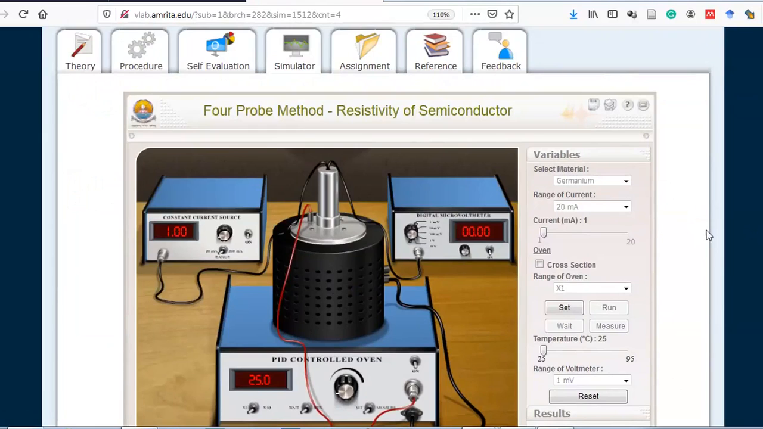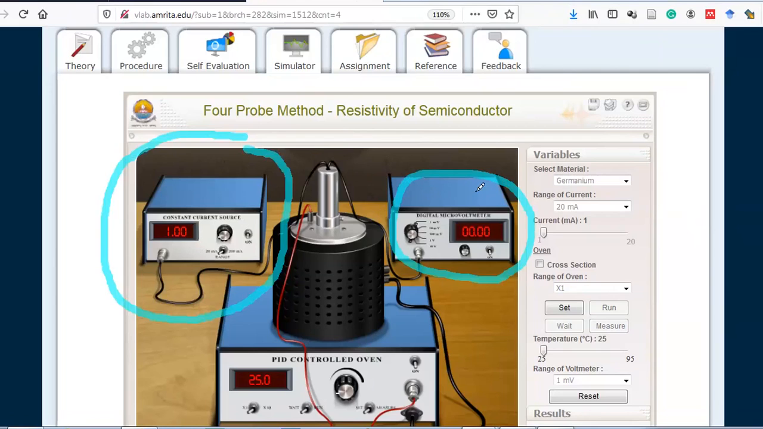Now come to this experiment part. But before that, first you need to identify the components. So let me identify them for you. This is your power supply, or rather, basically the current source. From that you need to supply or keep the current. So it's the current source in milliampere. Then you see this is the voltmeter, a digital voltmeter as they have written over here. And this is the controller part of this oven. You see this oven, the structure is very familiar to you. This is the oven.